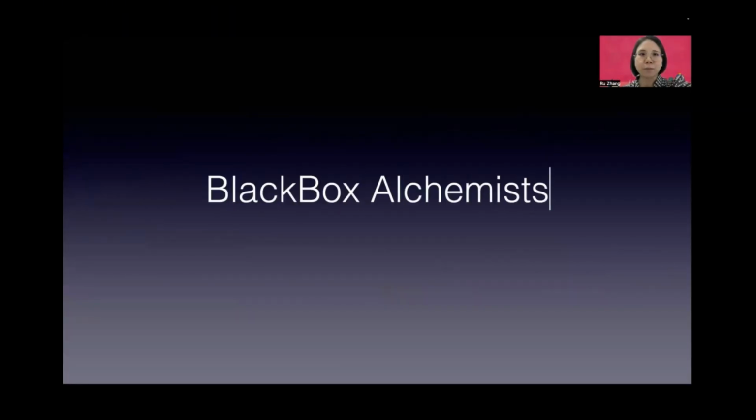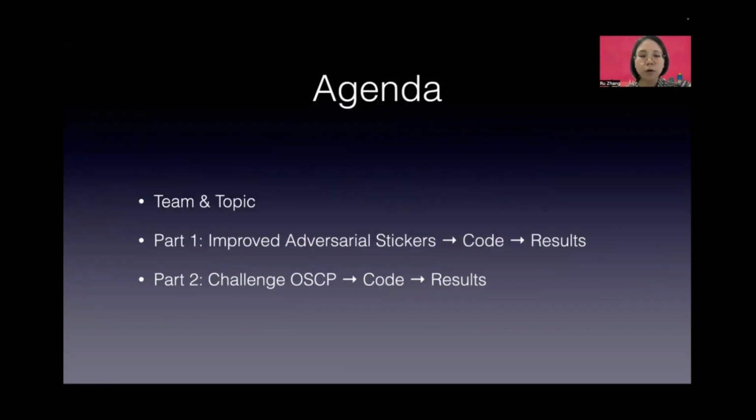Welcome to BlackBox Alchemists. In adversarial machine learning and generative AI, we take the dark side, the attacker, making adversarial sticker attacks more query efficient, robust, and stealthy under black box constraints. And we also try to challenge the OSCP system provided by the Light Poker King team. In this topic, we will briefly introduce our team and the topics we selected.